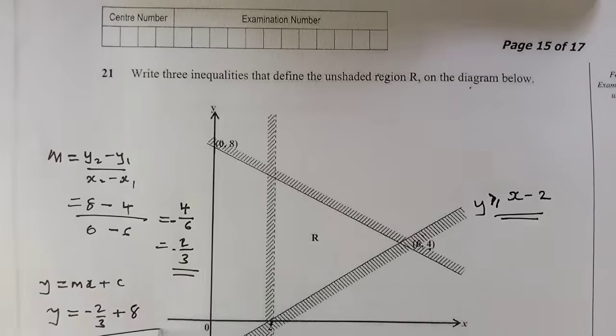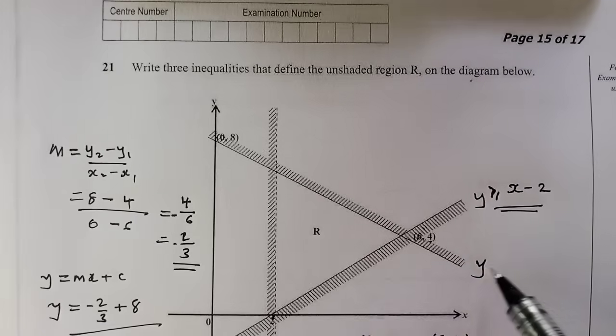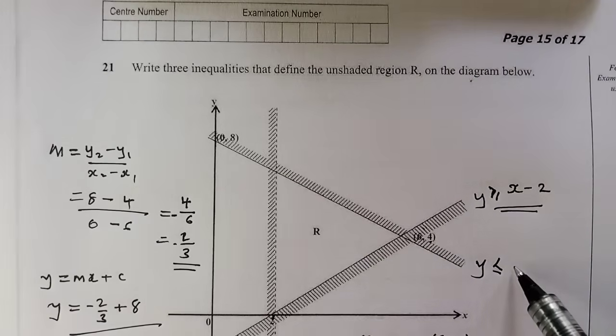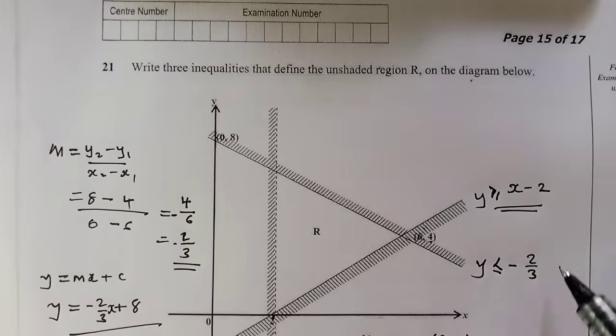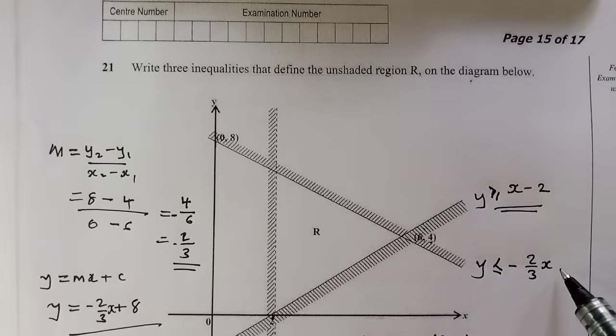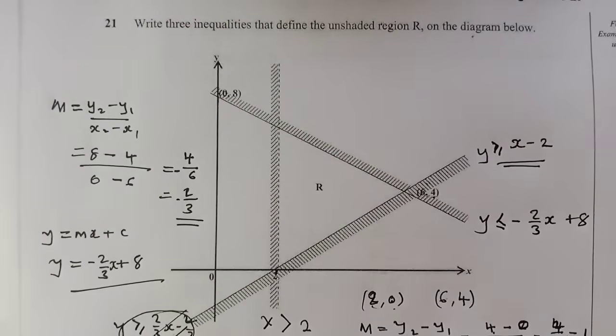So this is the line. So now to write the inequality here, we'll say y is less than, okay, actually it's negative 2 over 3 x plus 8. So these are the 3 inequalities.